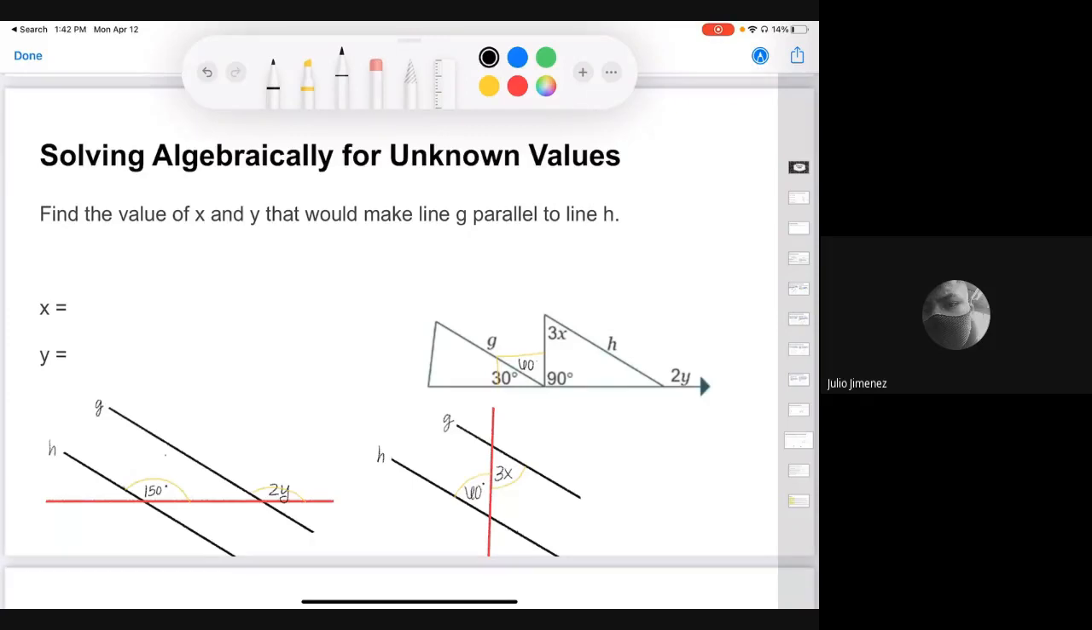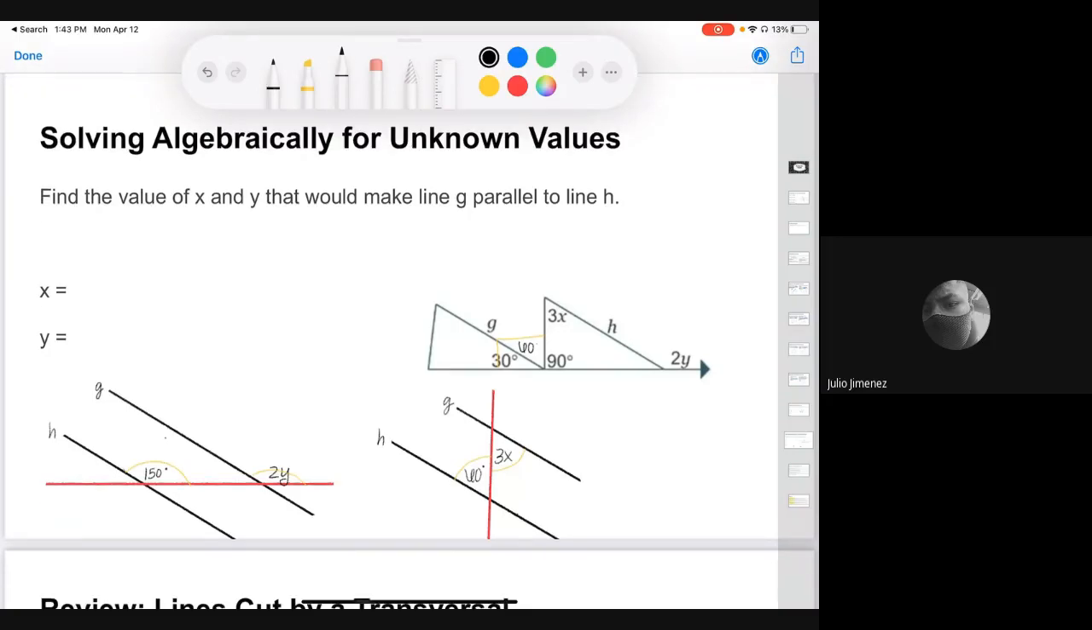Say that I had a problem like this. What you'll see here is the diagram's a little bit different, but I went ahead and simplified it for you. Basically what it's saying is, are you able to find the value of x and y that would make line G parallel to line H? So if I'm trying to make line G parallel to line H, I need to use the converse of these theorems. By using the converse, I know that if these certain angle relationships are true, then those two lines would be parallel to each other.